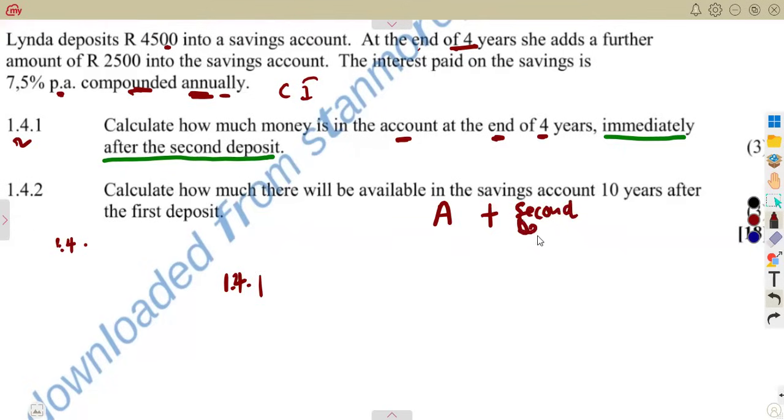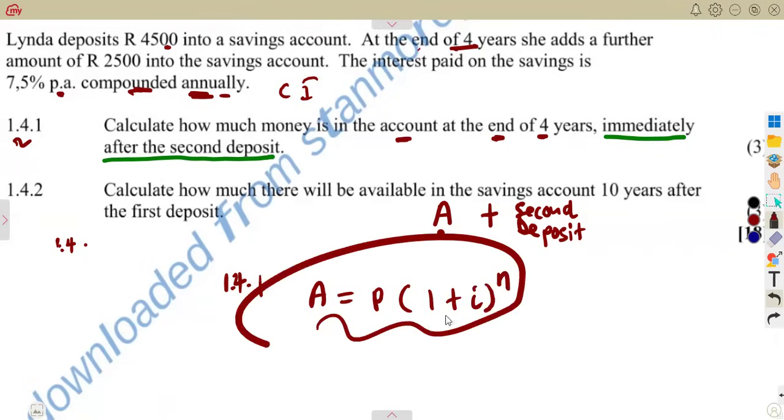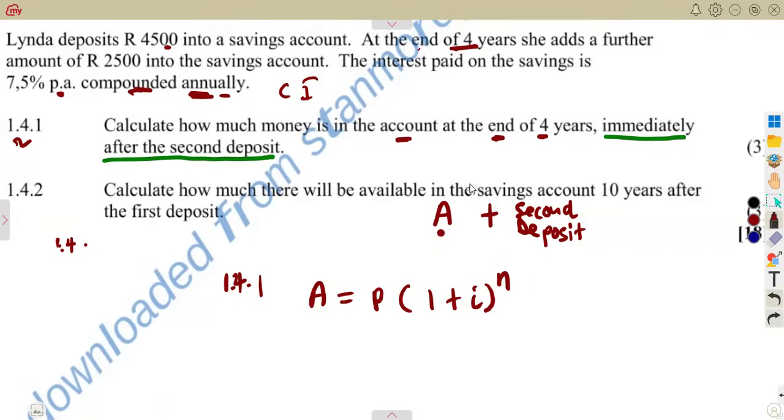Plus the second deposit. You are going to add the deposit immediately after the second deposit. So we need the amount first, then we add. So remember, our amount is taken from what? Our compound interest, P into 1 plus i to the exponent of n. So this is the amount that we were supposed to actually have. Then we have to add the deposit. All right, so let's calculate the amount.